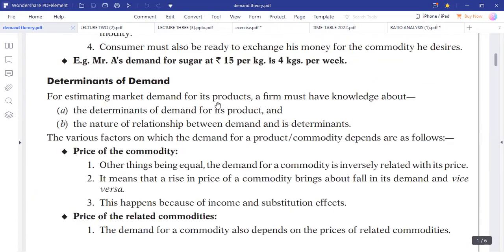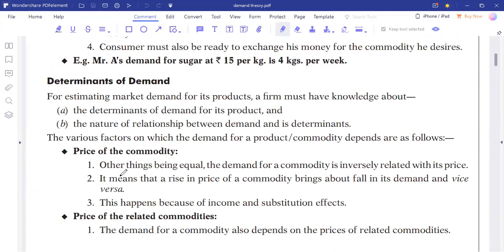Number one, we said demand is affected by the price of the commodity. Why? Because the price of the commodity, holding all things equal, is inversely related to its demand. So demand in nature is downsloping. It looks like this. Why? Because of the inverse relationship or negative relationship.